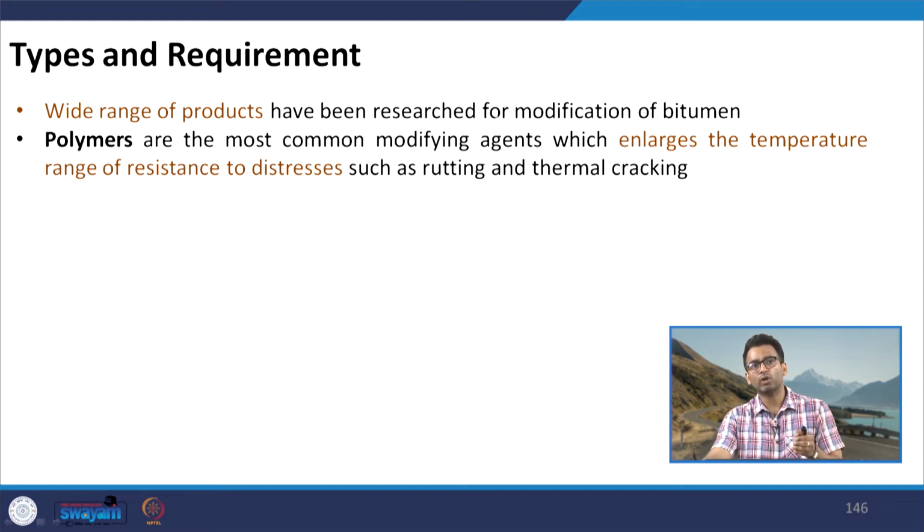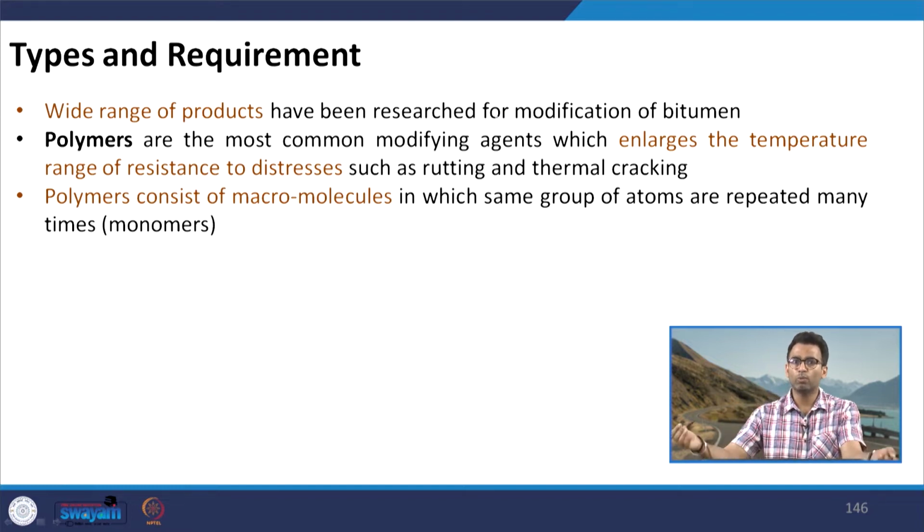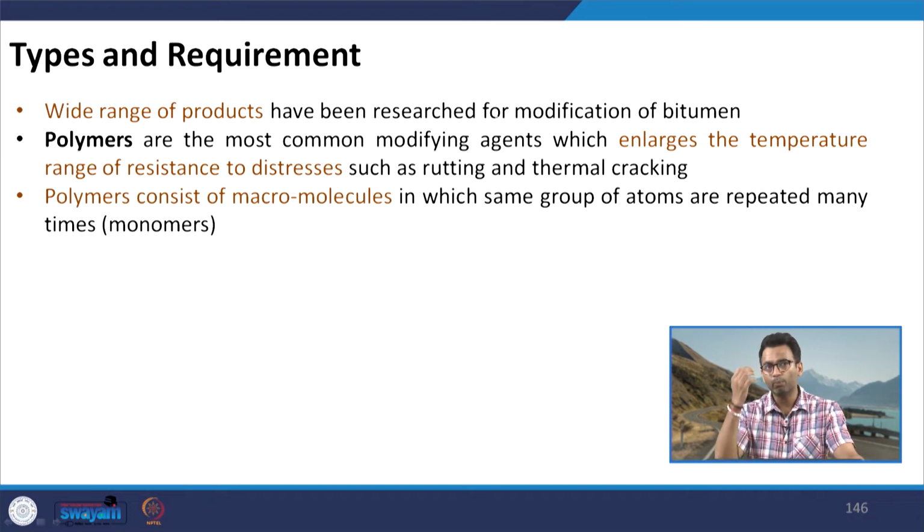Out of this wide range of products, a representative list of which I will be showing you in the next slide, polymers have been found to be very successful as modifying agents and to improve the resistance of the bitumen to distresses such as rutting and thermal cracking. Polymers, if we see the definition, consist of macromolecules in which a certain group of atoms keeps on repeating, and this repeated group of atoms forms monomers, and one polymer can have different monomer groups in it depending on the type of polymer.